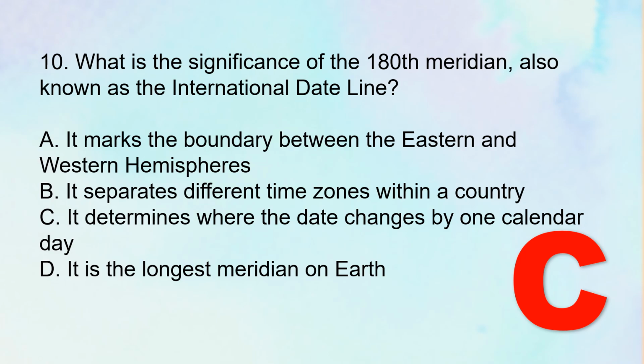For letter A, this one is the prime meridian. The prime meridian marks the hemispheric division, not the 180th meridian. For letter B, time zones vary but are not solely determined by the International Date Line. For letter D, all meridians are the same length. So letter C is the best answer.